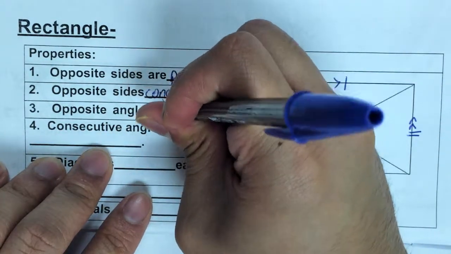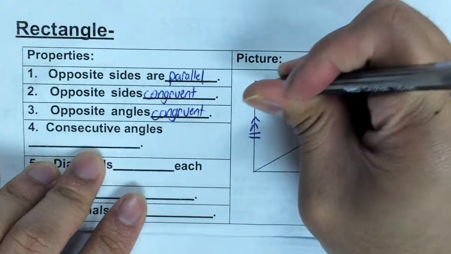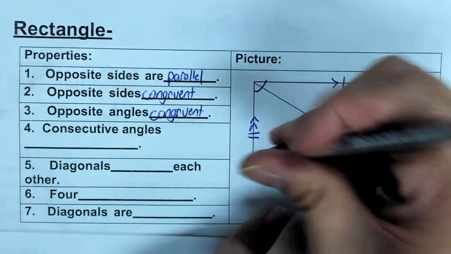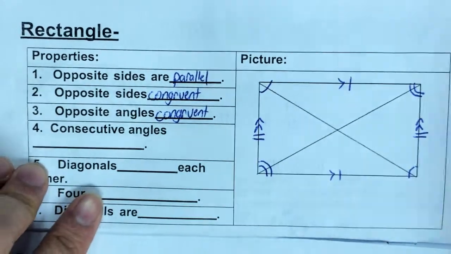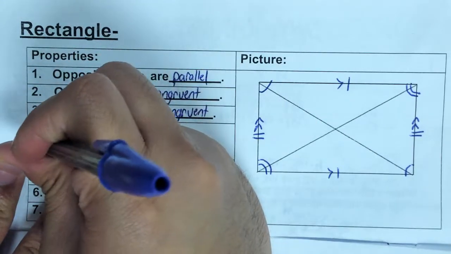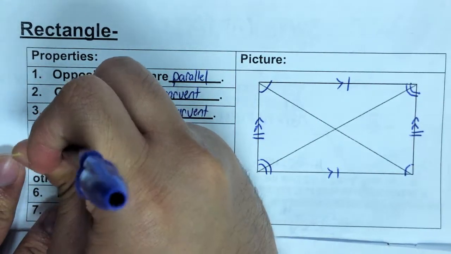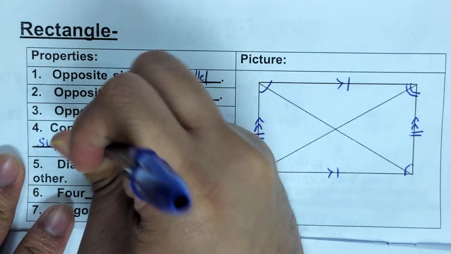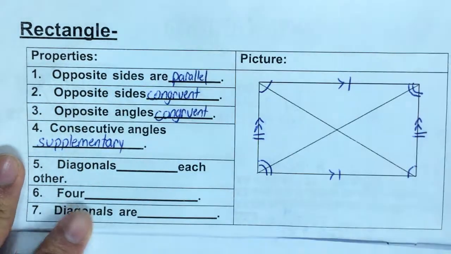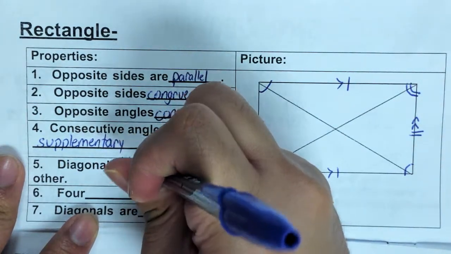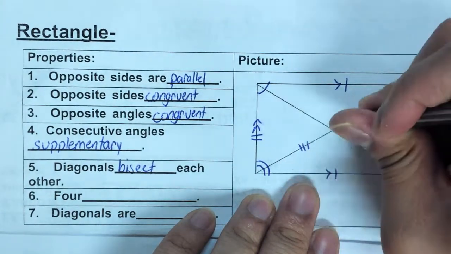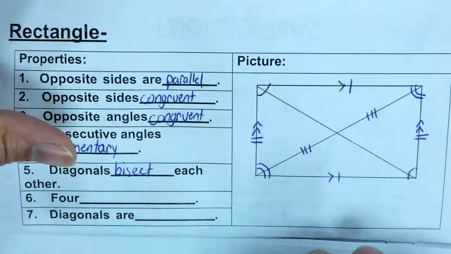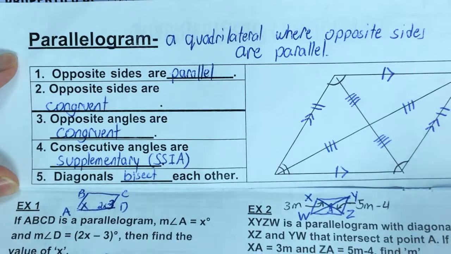Opposite angles are congruent. This angle is congruent over here. This angle is congruent over there. Consecutive angles are supplementary. And the diagonals bisect each other. 1, 2, 3. 1, 2, 3. That diagonals bisected. So it has the exact same first 5 properties as a parallelogram.